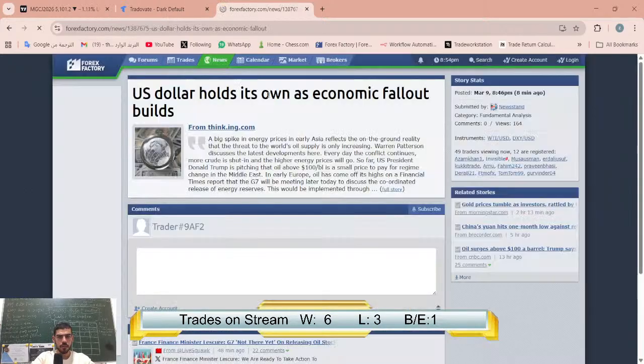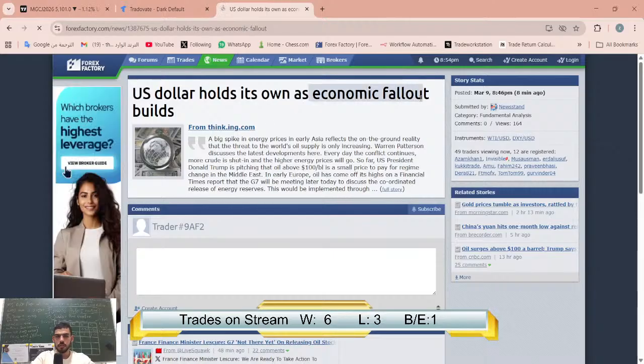US dollars hold as economic fallout builds. Confirmed that the threat to the world oil supply is only increasing. Warren Peterson discusses the latest development here. Every day the conflict continues, more crude is shut in, the higher energy prices will go. So far, US President Donald Trump is pitching the oil price at $100 per barrel. It's a small price to pay for the regime change.